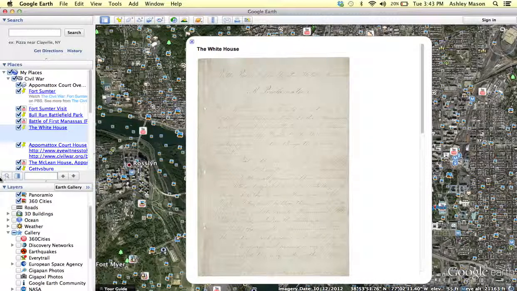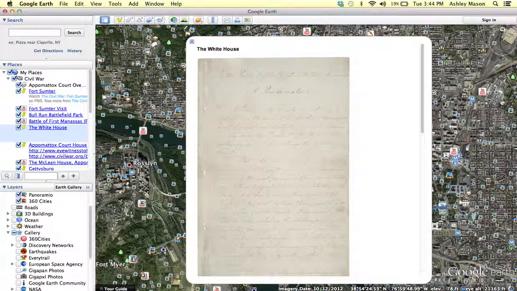So we have this particular picture of an actual document, and using original documents and artifacts helps make the activity more real for the students, and they feel more connected to it by seeing the actual documents. And in this way, Google Earth is a fantastic tool to engage the students in something that they would never be able to see without technology.